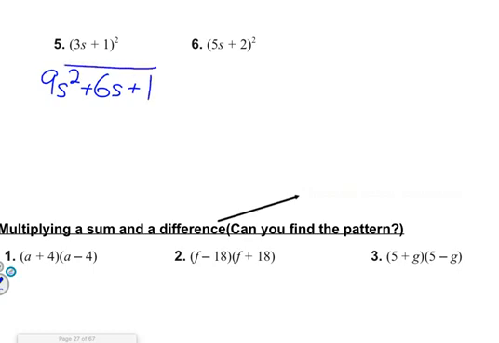Okay? You guys try to do number 6 without any work, and then hit play once you have it done.